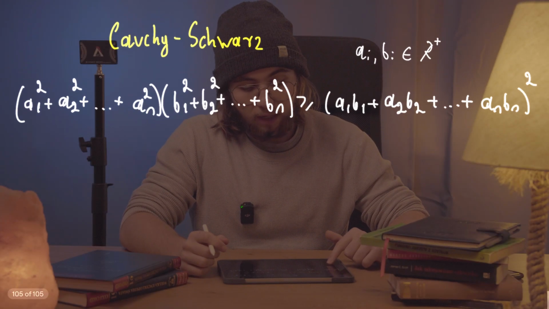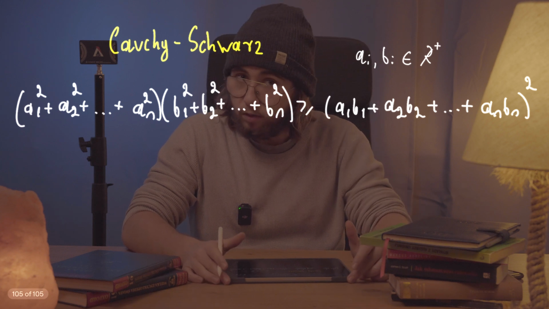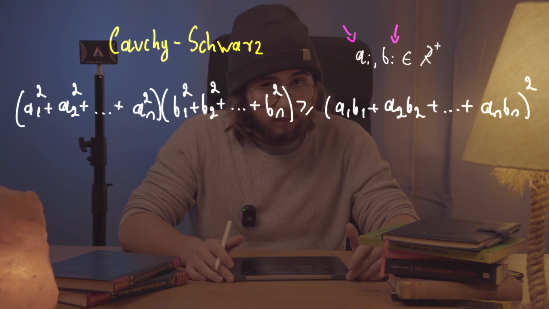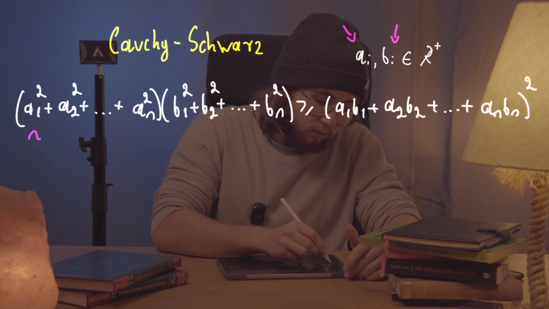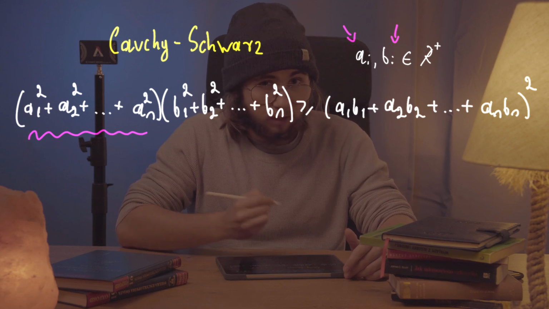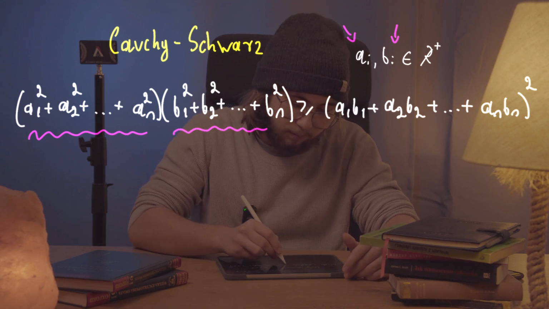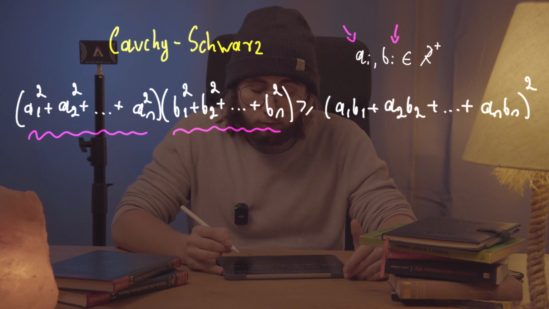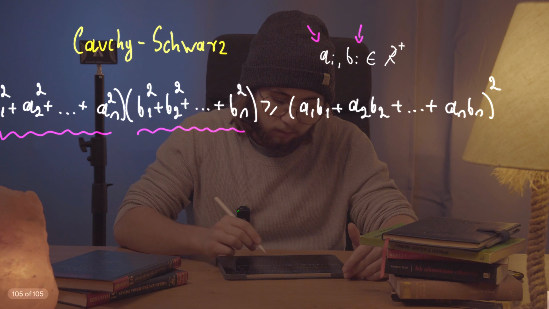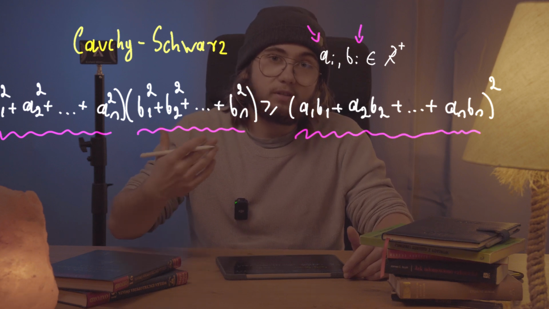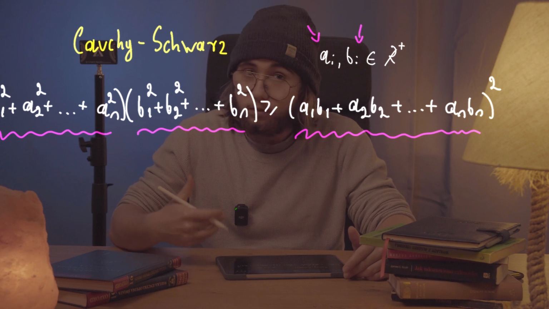Okay guys, so the Cauchy-Schwarz inequality states that whenever we have two sequences of positive real numbers, namely ai's and bi's in my example, then the sum of all of the terms of the ai sequence squared multiplied by the sum of all of the terms of the bi's squared is going to be greater than or equal to the square of the sum of the products of all of the symmetrical terms of those two sums multiplied together.